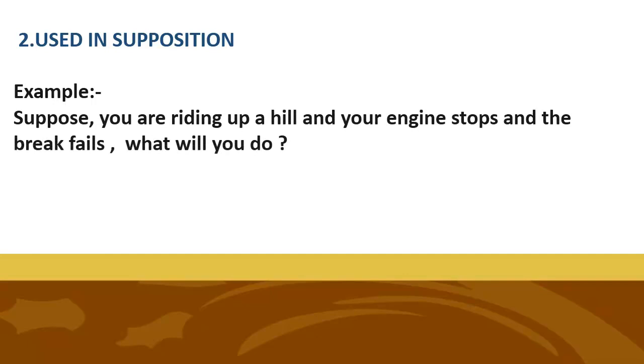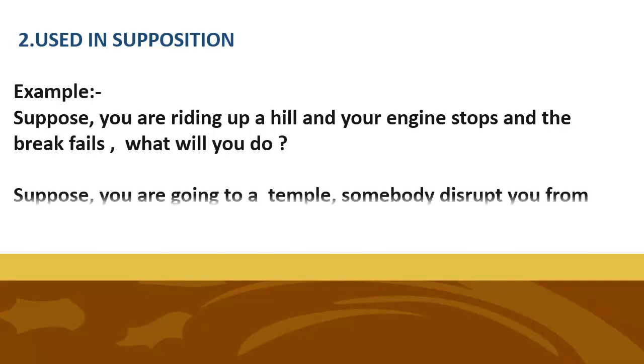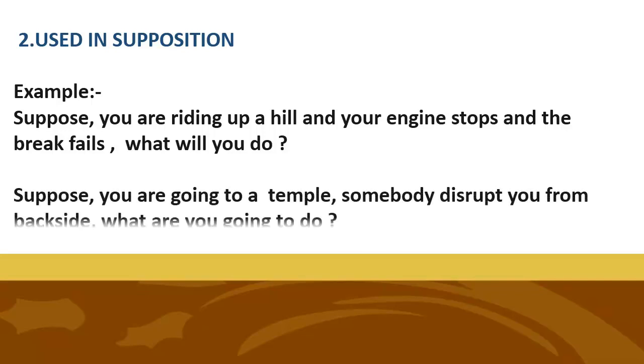Children, present progressive or present continuous used in supposition means, children, suppose. Example, suppose you are riding up a hill and your engine stops and the brake fails. What will you do? Suppose you are going to a temple. Somebody disrupts you from the backside. What are you going to do? Somebody disrupts you from the backside, children, means somebody breaks you, disturbs you, breaks your smooth moving. Somebody is disrupting you from the backside. What are you going to do?